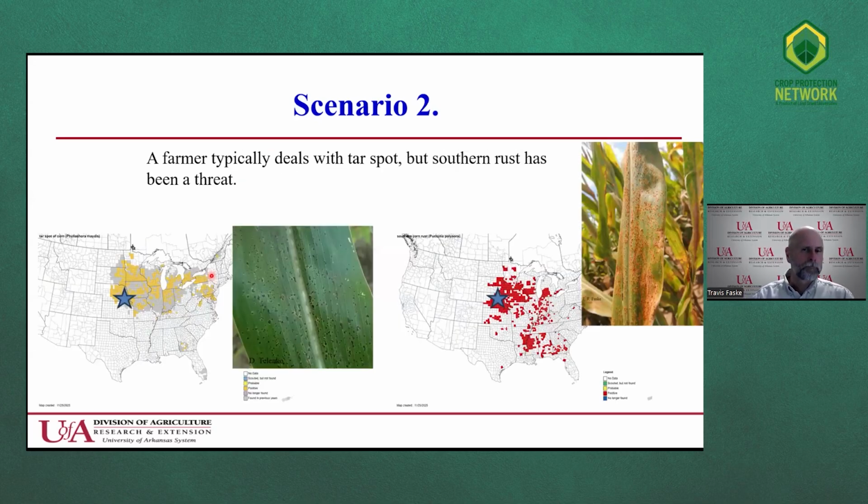Okay. Another scenario here where we have a farmer that deals with tar spot the majority of the time, and that disease is always in the field, depending on the environment, if it's going to be severe or not. And southern rust is something that comes in. So for these scenarios, we're also looking at one timing. So we're waiting until disease pressure gets to a level where we're going ahead and treat, or we've gotten to a growth stage where we want to protect that growth stage.